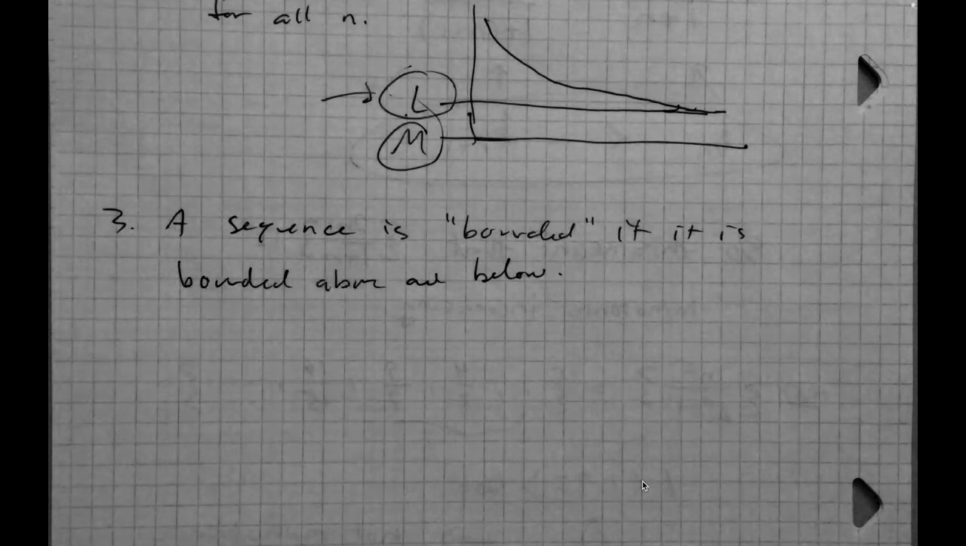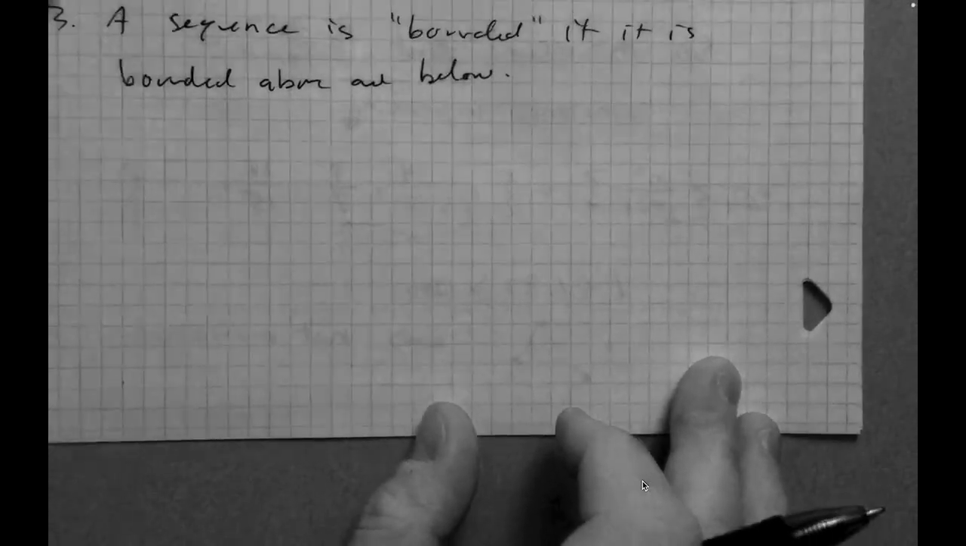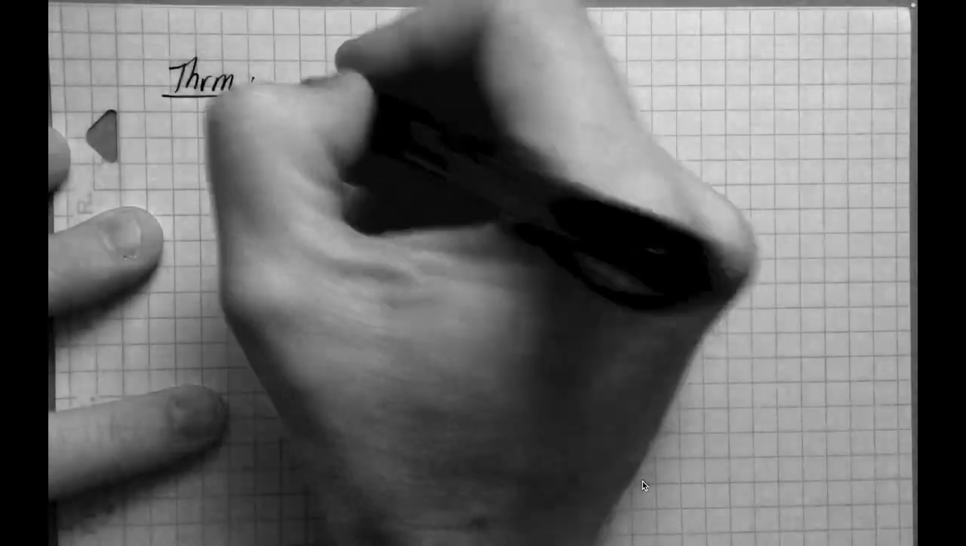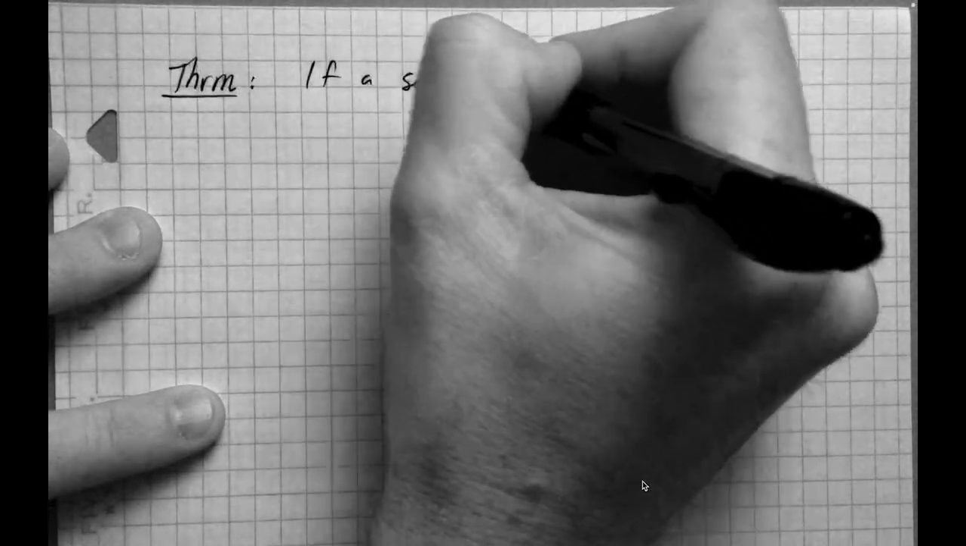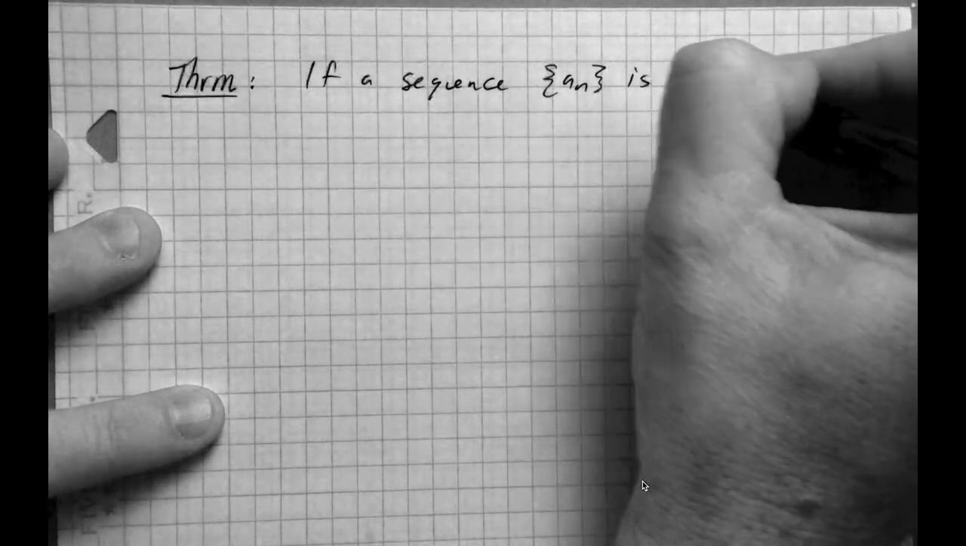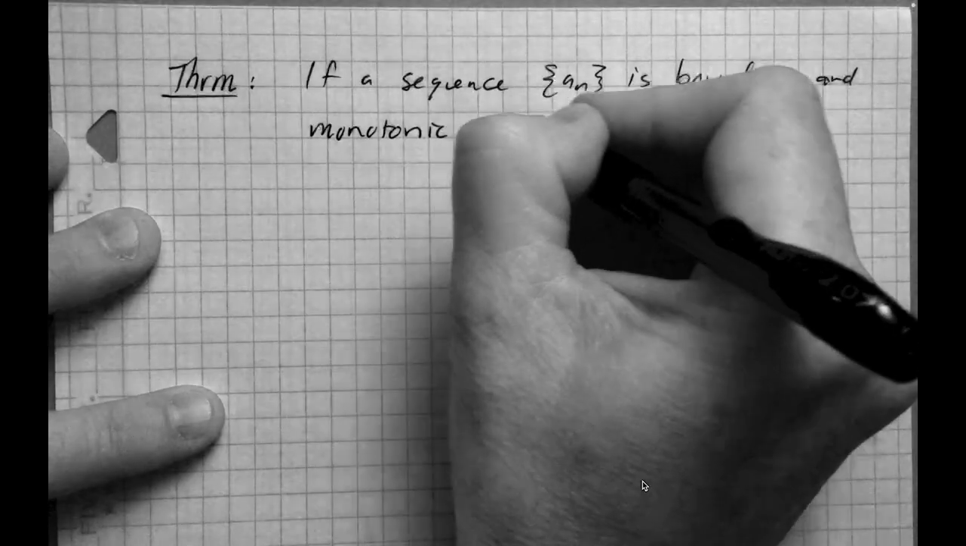So what's the value of this bounded concept? The value is when you combine this idea of bounded and the idea of monotonic sequences. When you combine those two ideas, you get something interesting. If a sequence a_n is bounded and monotonic, then it must converge.